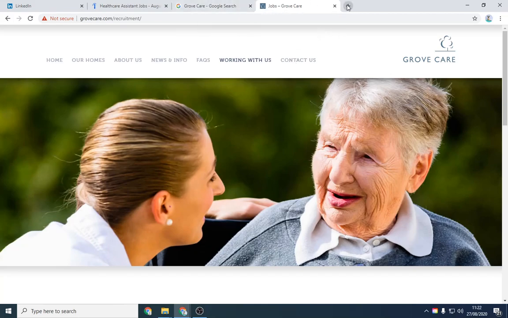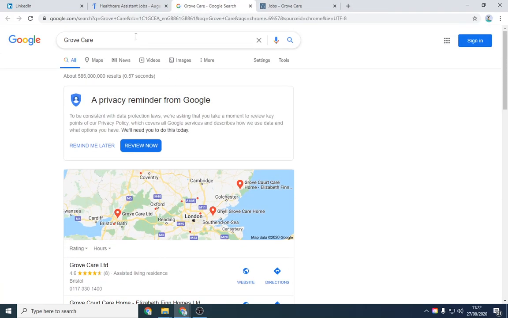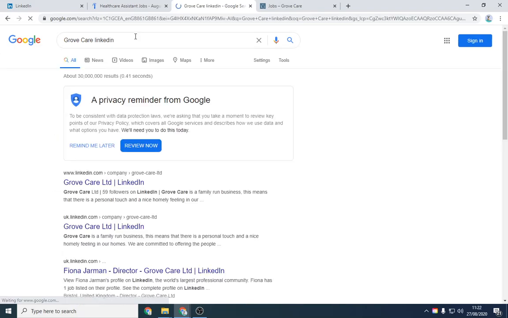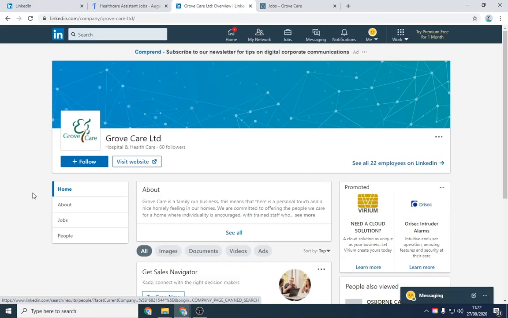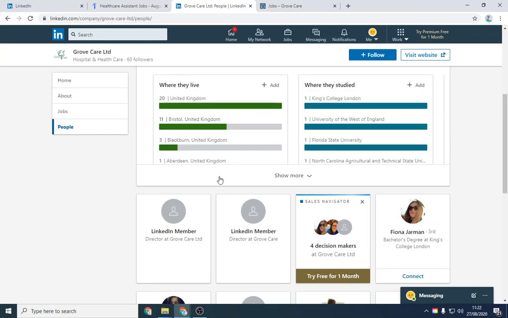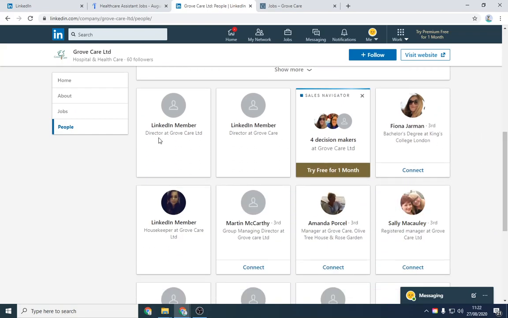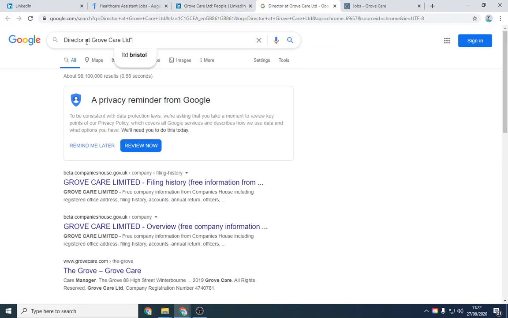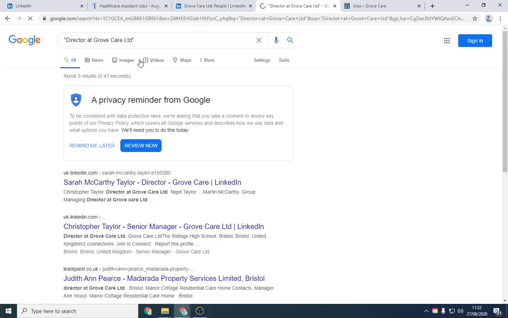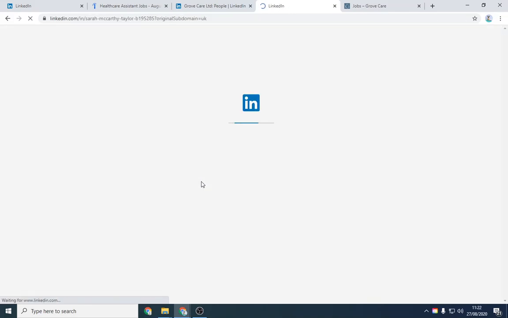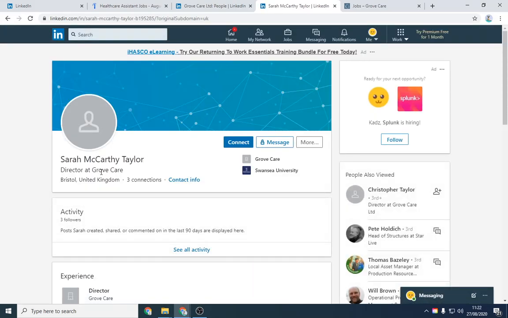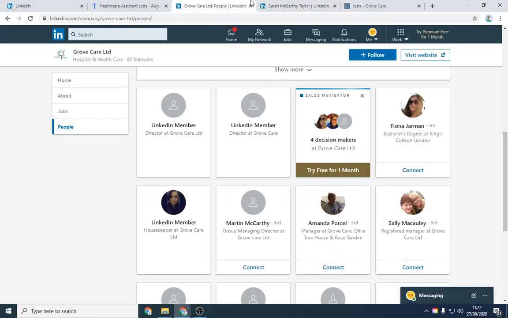Now, what I want to do is go over to their LinkedIn page and see how many sites and employers they have. It seems like a small, maybe one little care home. Looking at people, we want to see who's there, and we can see a director. There's a way around it when it says LinkedIn member: you can search in speech marks, and if you add LinkedIn at the end, it should pick up the correct person. You can see that that's the person there.